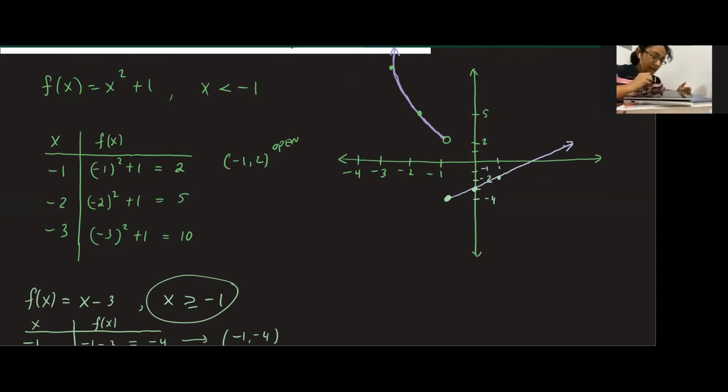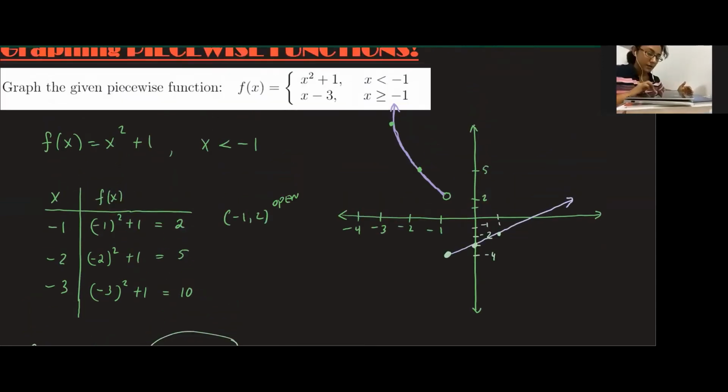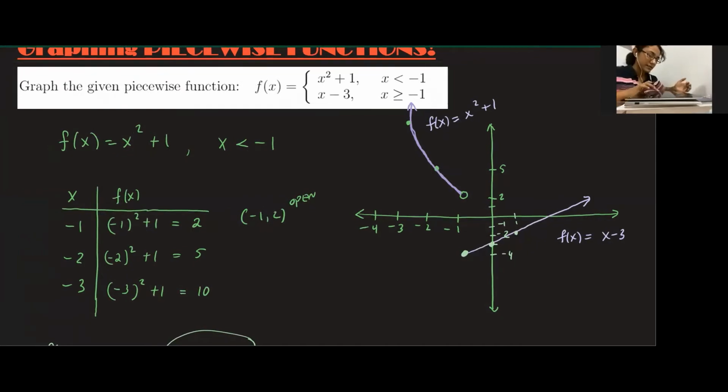So there we have the graph when x is greater than -1. So the first piece represents f of x equals x squared plus 1, and the second piece represents f of x equals x minus 3. And that completes the graph for this function. Now let's take a look at another example.